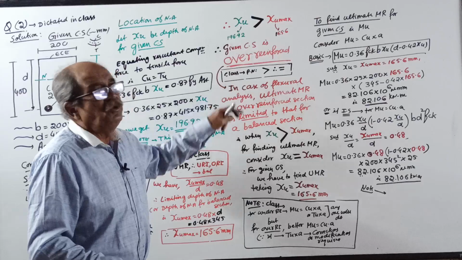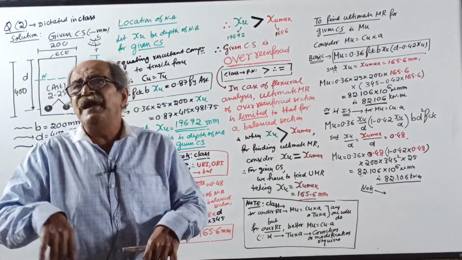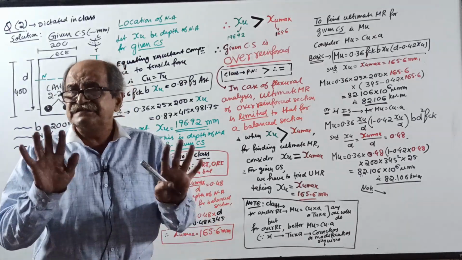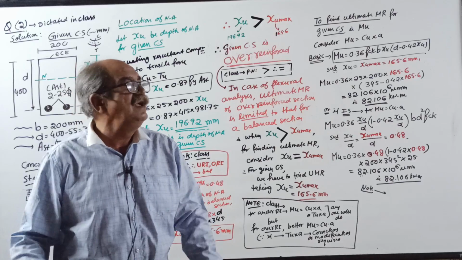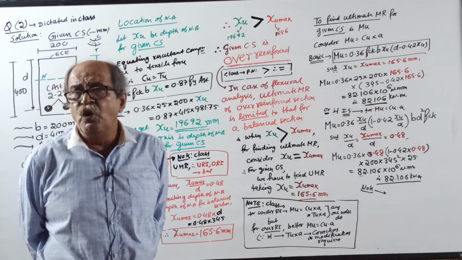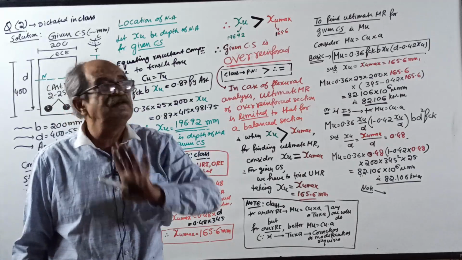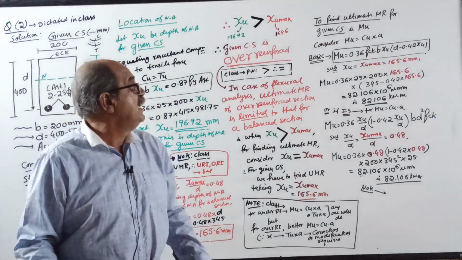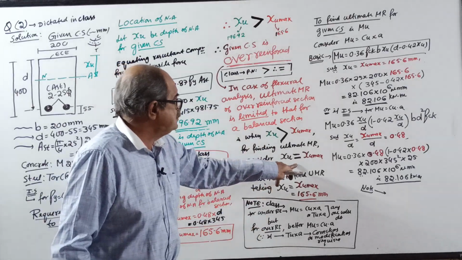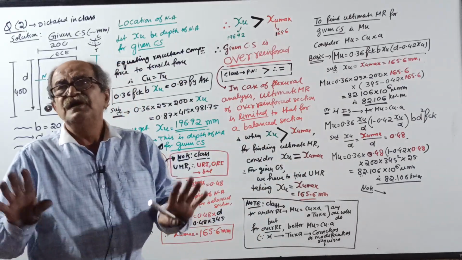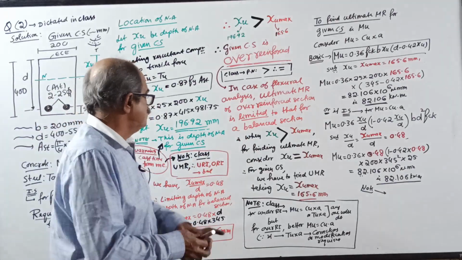So, when XU comes less than XU max, under reinforced, XU will remain as it is. That is lesser value only. Equal means no problem. Anyway you can do it. But if XU comes more than XU max, that extra XU, you cannot use it. So whenever you get XU more than XU max, for all further steps, take XU equal to XU max. Sufficient. In future, I will not tell. I decided. Okay.